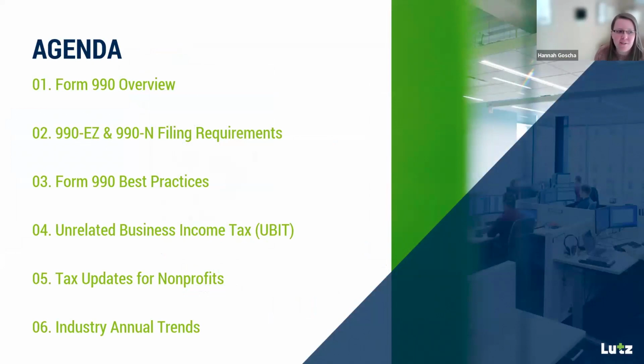Okay, and so today we're going to be talking about 990s. I'm going to give a quick overview of 990s, go through some of the filing requirements, if you can file a 990EZ or the 990N, best practices for tax-exempt organizations, and then we'll chat through unrelated business income tax, or UBIT, and some of those specifications, and then Dan will talk through tax updates for nonprofits and industry annual trends.